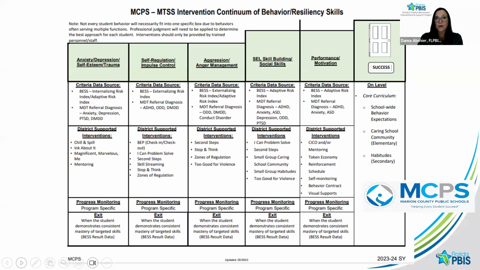Criteria to determine that. So how they encourage schools to identify students that might need that help, and then district supported interventions available, progress monitoring recommendations, and then exit criteria, kind of broad for schools to then make those decision rules around students that are going to need that intervention, how we're going to monitor progress of the intervention and determine that they've met their goals and that they're ready to exit or may need more intensified support. And then kind of goes across. So there's self-regulation and impulse control, aggression and anger management, skill building, social skills, sort of the skill instruction, and then those that might struggle with performance and motivation. And then lastly, how do we determine that they're on level or that they're meeting that success criteria?